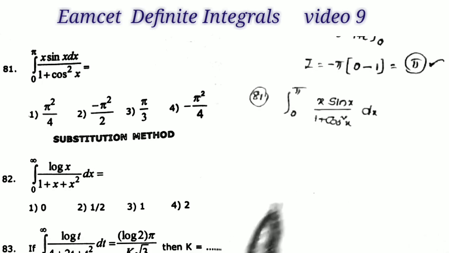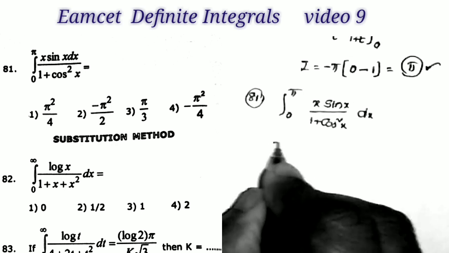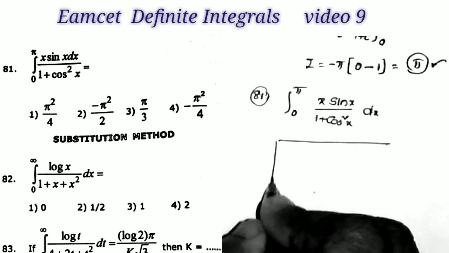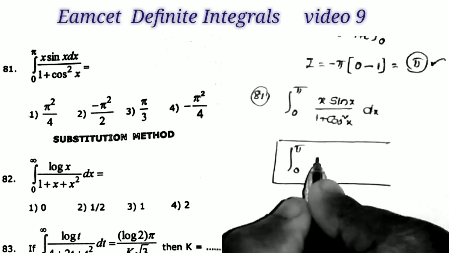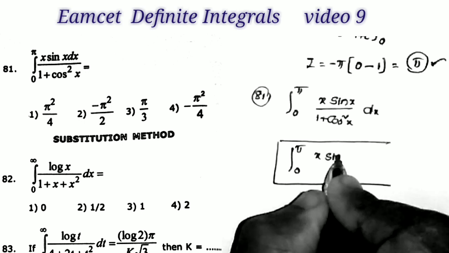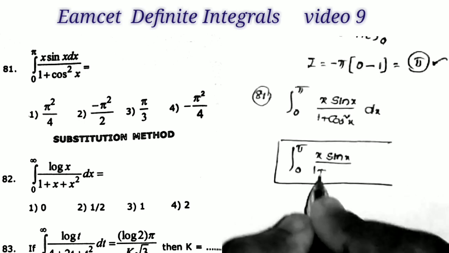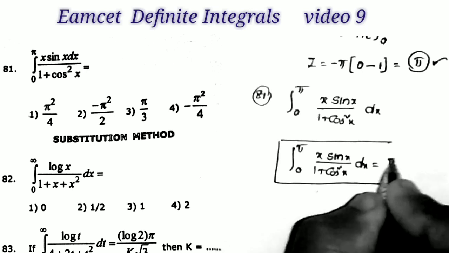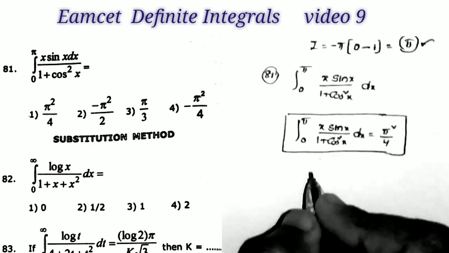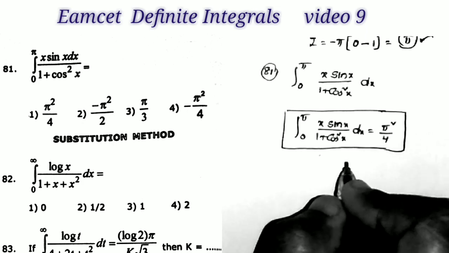Integral 0 to pi x into sin x by 1 plus cos square x into dx. Now this is the direct formula, the most important essay question in IP. We remember this result as a formula: integral 0 to pi x sin x by 1 plus cos square x into dx is equal to pi square by 4. Without doing the problem, we directly get the answer. So the answer is pi square by 4, and that is the first option.